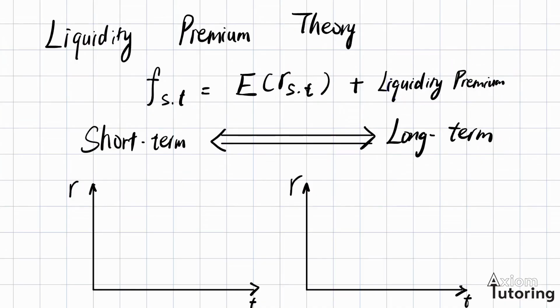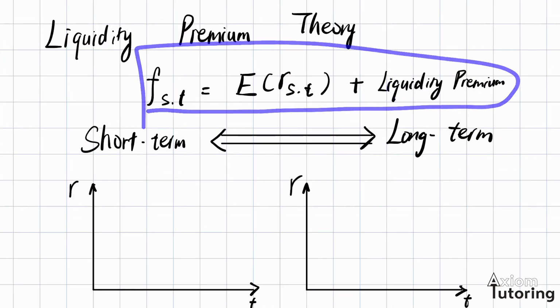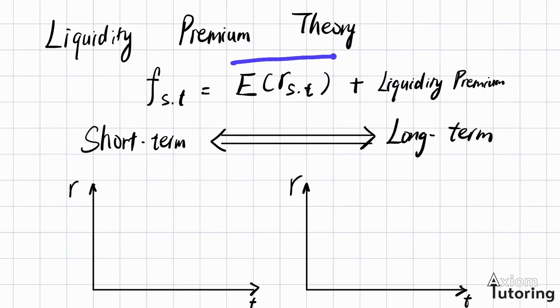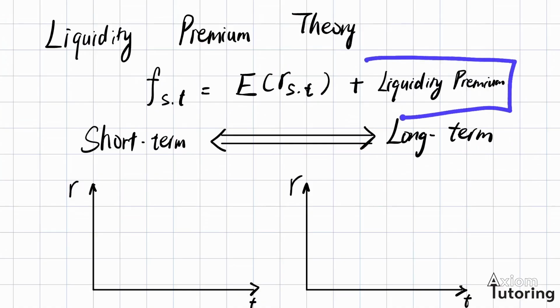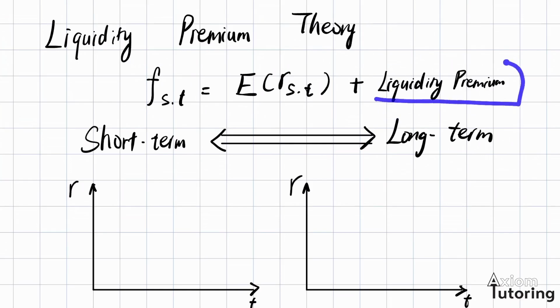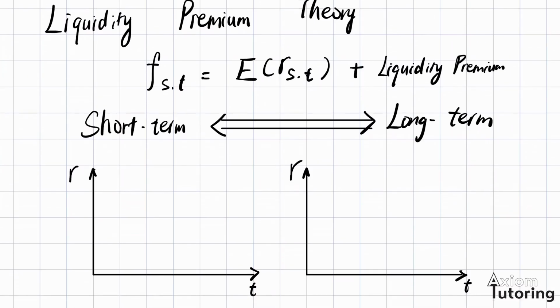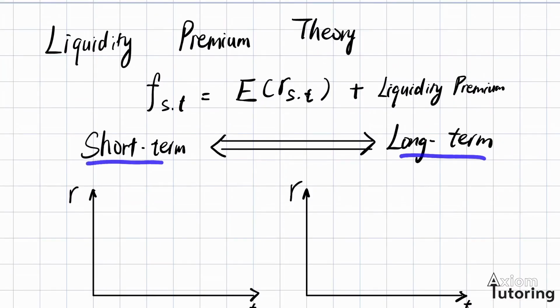This theory says that the forward rate has not only the expectation of the future spot rate, but also the liquidity premium built into it. This liquidity premium acts as an upward bias in the calculation of the forward rates. It means short-term and long-term borrowing or investing are no longer the same. They're not perfect substitutes; they're imperfect substitutes.